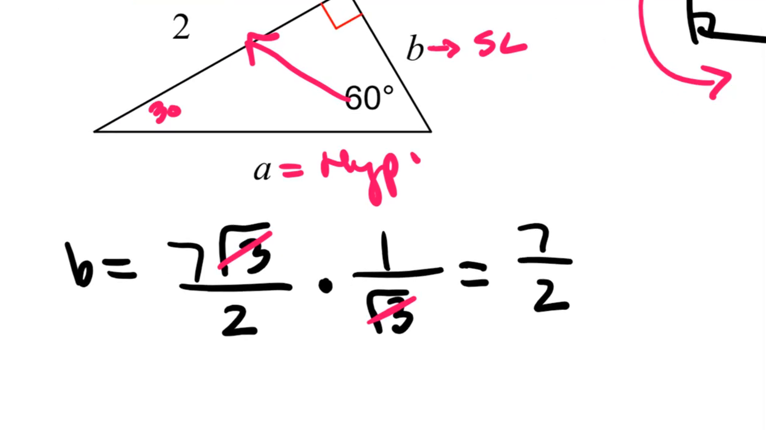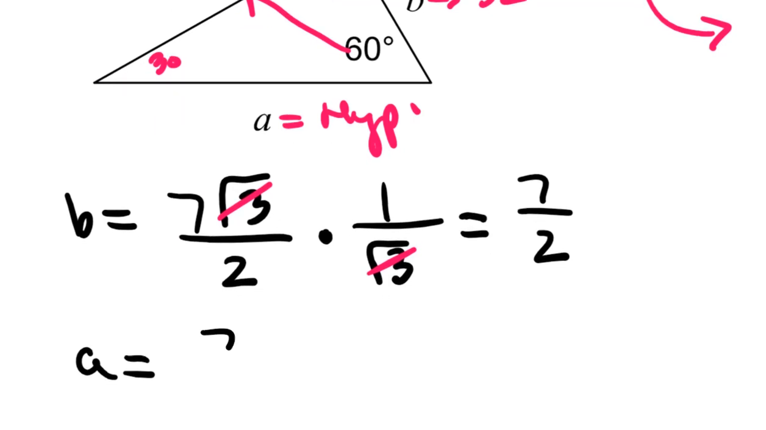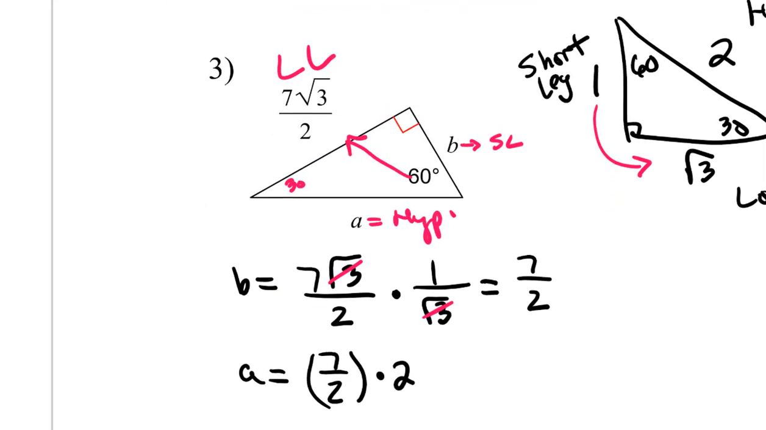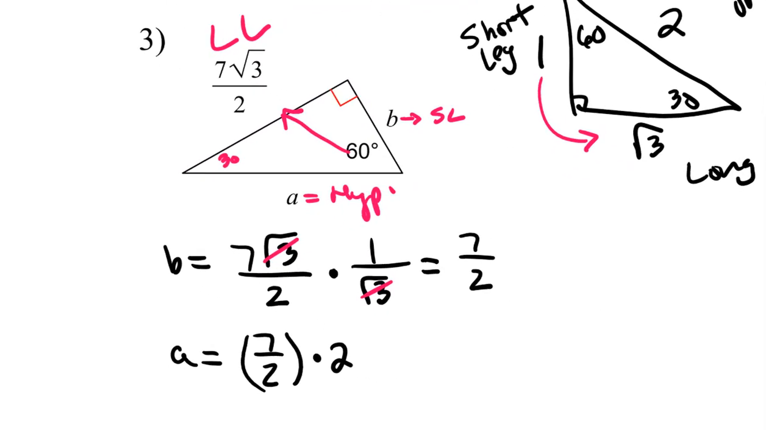Now when I go from the short leg to the hypotenuse, to figure out how long A is, I'm going to take the value of B, the short leg, in this case 7 halves, and double it. I'm going to multiply that by 2, because that's the ratio for the side. So to go from the short leg to the hypotenuse, you just double it. And that's kind of nice too, because these 2's will cancel out, and you'll just be left with plain old 7. So those are going to be the values for sides A and B. So that's a 30, 60, 90.